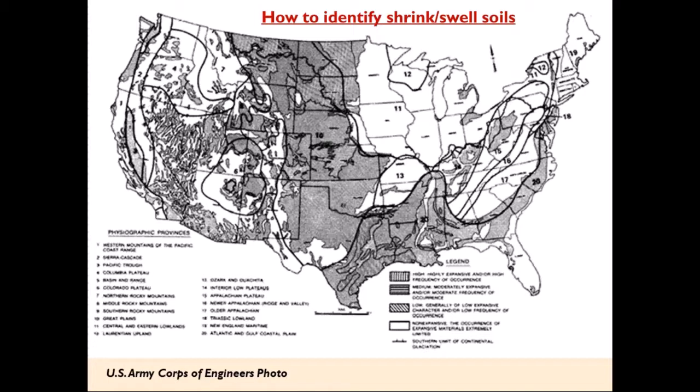So how do you identify your soil as containing a mineral that may be prone to shrink and swell? Well, you can do one of two things. You can consult maps, either large-scale maps such as this one, which is of the entire country, and basically it's color-coded based on where certain shrink swell soils occur.